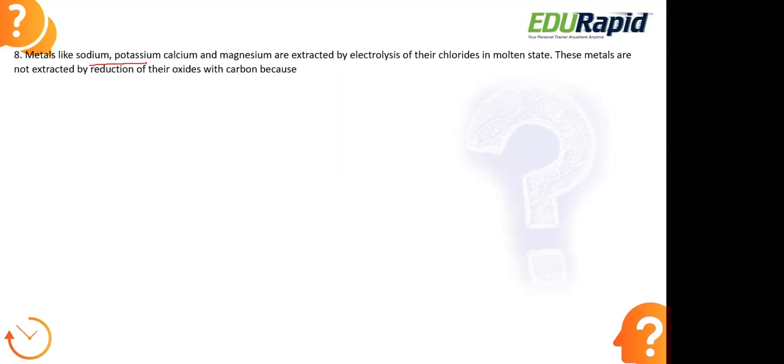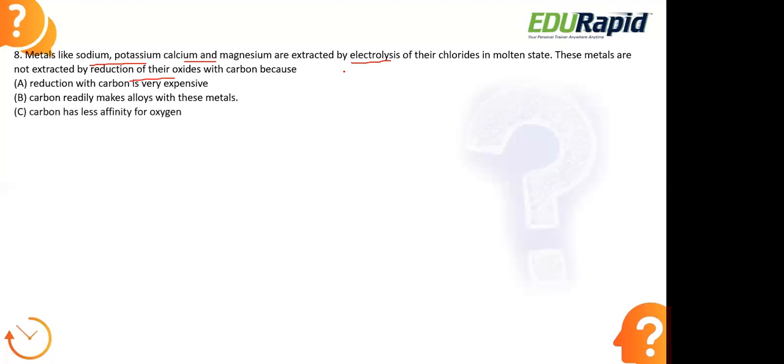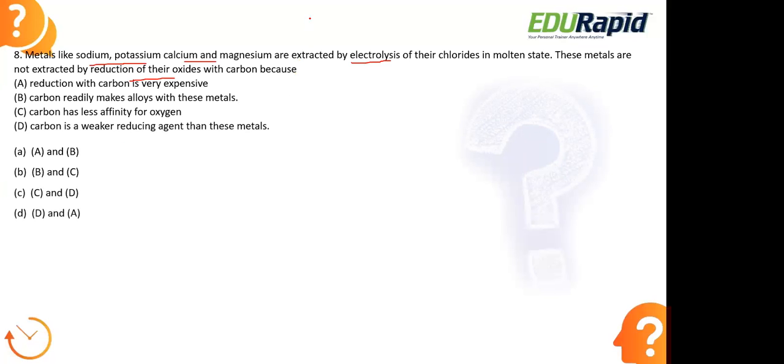Metals like sodium, potassium, calcium, and magnesium are extracted by electrolysis of their chlorides in molten state. These metals are not extracted by reduction of their oxides with carbon, because reduction with carbon is very expensive. Carbon readily makes alloys with these metals. Carbon has less affinity for oxygen. Carbon is a weaker reducing agent than these metals. So option A and B, option B and C, option C and D, option D and A.